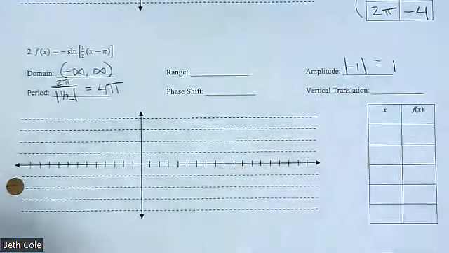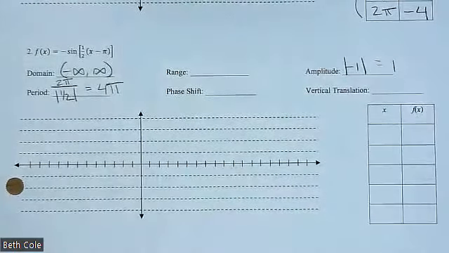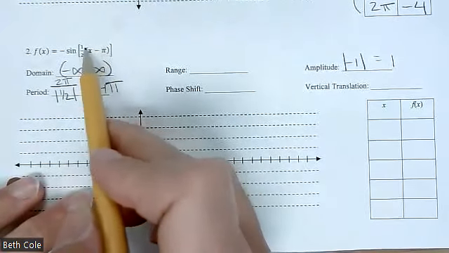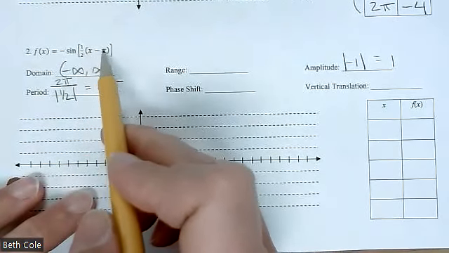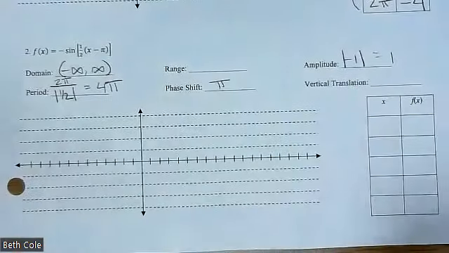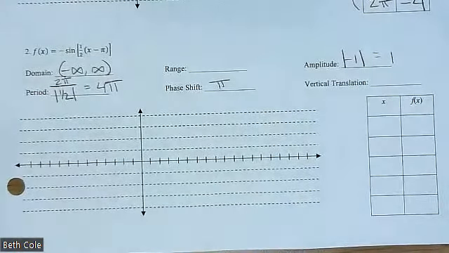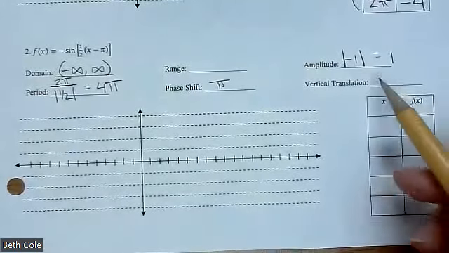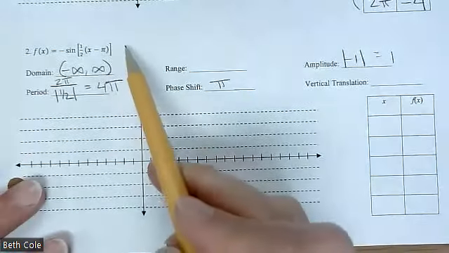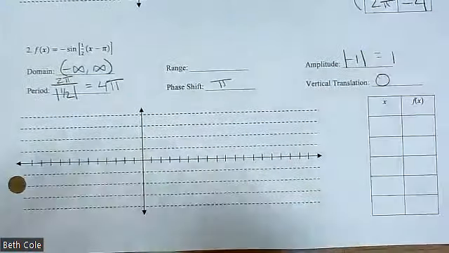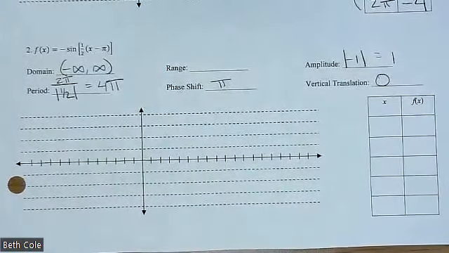All right, phase shift. There is one in this one. Did we go left or right? Remember how it's kind of backwards? We went right pi. So you can either just say pi, or you can put right pi. Some people like to put the word because it's familiar territory. And then vertical translation. Do you see anything added or subtracted? No. So you can put 0, or you can say none, or indicate in some way that there wasn't one.